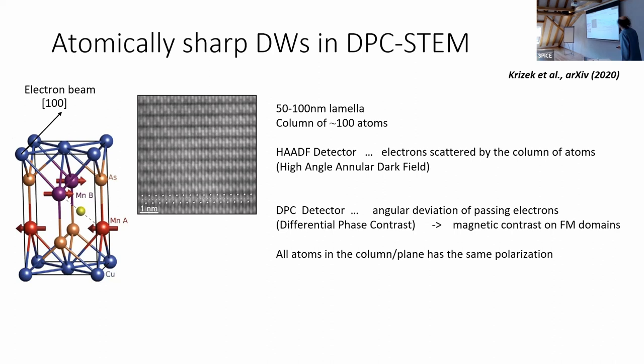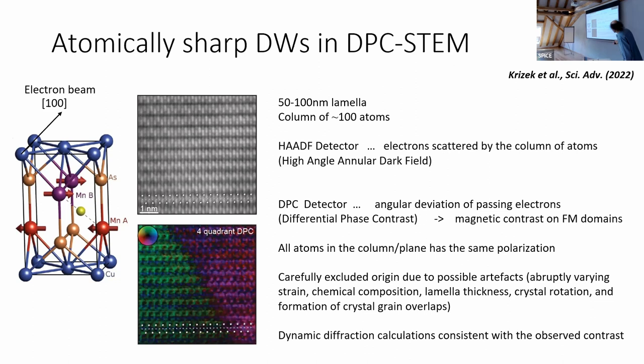And this is used to study magnetic contrast, but normally it's used to study magnetic contrast on macroscopic domains, which have magnetic field inside them, and this magnetic field acts through Lorentz force on the beam, and it deflects it, so you can visualize magnetic domains. But we were thinking that since all the atoms in the column have the same magnetic moment, we could see deflection on these atoms, and it turned out that really we can see such domains, or we can see the magnetic order, and actually we can see atomically sharp transitions from one domain side to the other domain side.